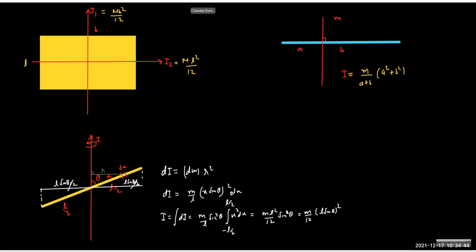Sir, I got a different answer. Yeah, tell me your answer. I is equal to M into A square minus AB plus B square by 3. That's the correct answer.